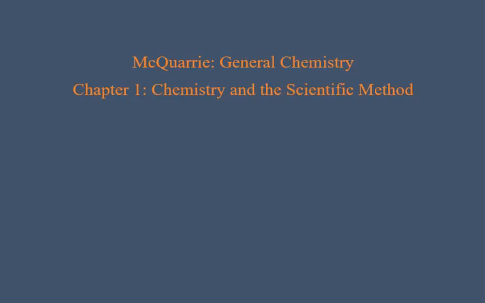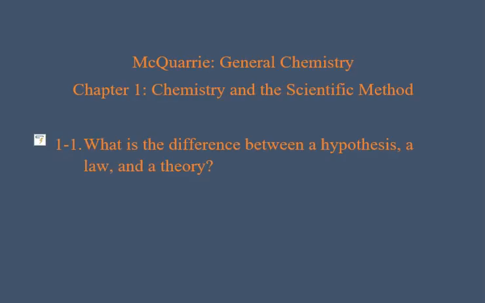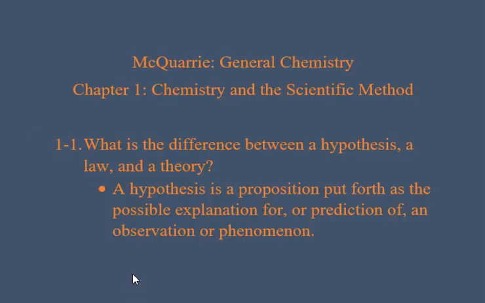So with that said, let's go ahead and start with the first chapter and the first question at the end of the chapter. That's question 1-1. The first question of the first chapter of McQuarrie is, what is the difference between a hypothesis, a law, and a theory? First things first, a hypothesis is a proposition that is put forth as a possible explanation for or prediction of an observation or phenomenon.